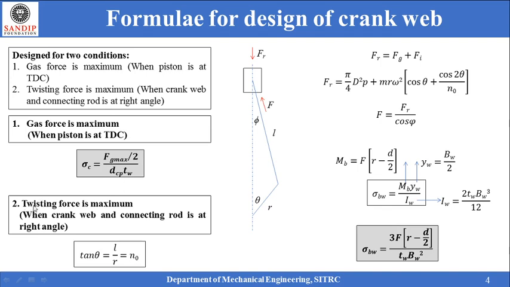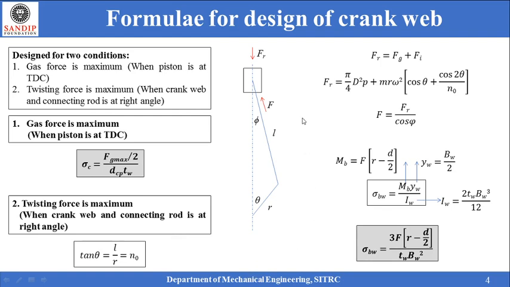Considering the second condition, that is when twisting force is maximum, we have already discussed that this will be a right angle triangle when the twisting force is maximum. In this right angle triangle, tan theta can be given as opposite side upon adjacent side, which is L by R. L by R is denoted by N0, which is nothing but the obliquity ratio. Thus, the twisting force is maximum when tan theta is equal to obliquity ratio. For example, if the obliquity ratio is 3, then the maximum twisting moment will occur when the crank has turned an angle equal to around 72 degrees.